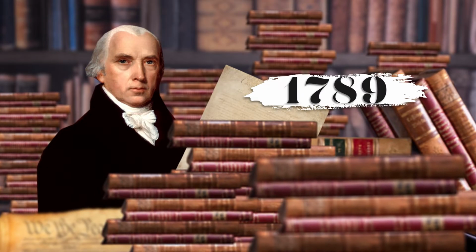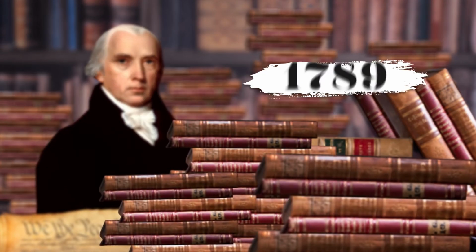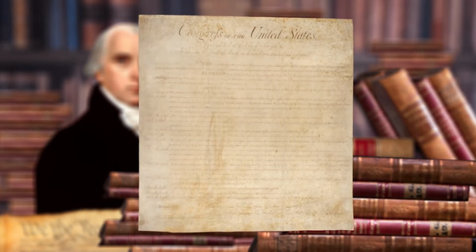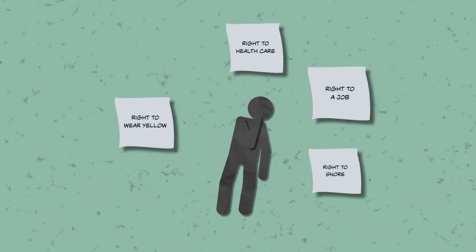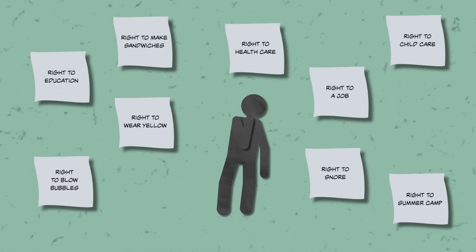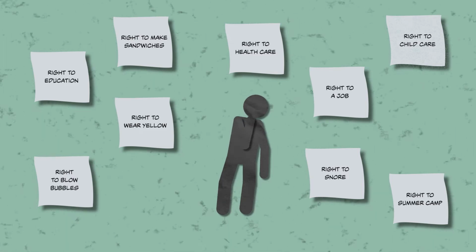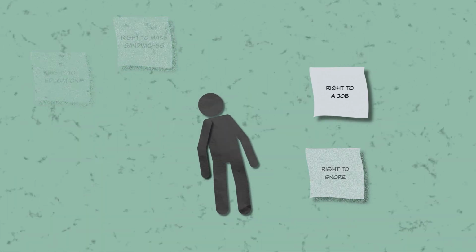So in 1789, when Madison drafted the Bill of Rights, he added the most mysterious amendment of all, the Ninth Amendment. It said that even though certain rights were listed in the Bill of Rights, there were still other unenumerated or unlisted rights that belonged to the people. But what were these rights? And how could the people exercise them? Were courts supposed to protect them, or were they invisible like ghosts?